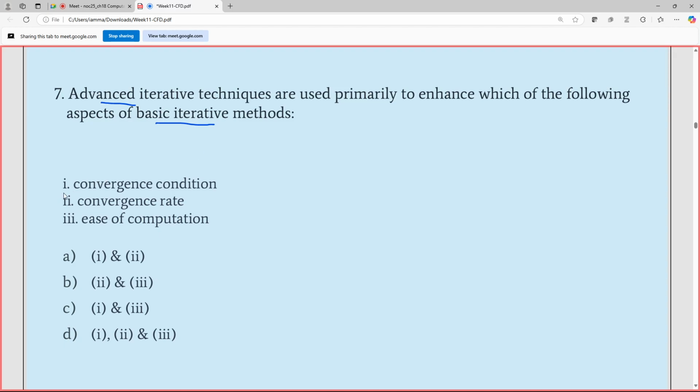Statements are: first, convergence condition; second, convergence rate; third, ease of computation. Options are: option A, 1 and 2, that is convergence condition and convergence rate. Option B, 2 and 3, that is convergence rate and ease of computation. Option C, 1 and 3, that is convergence condition and ease of computation. Option D, all the three. So try to answer the question. You can inbox your answers.